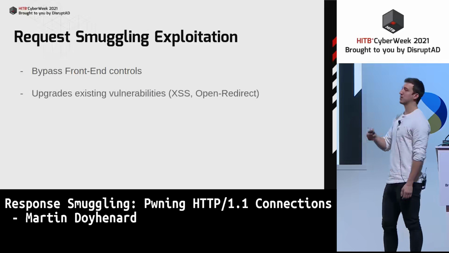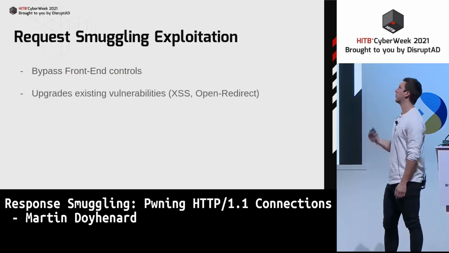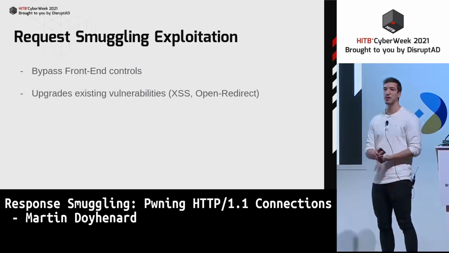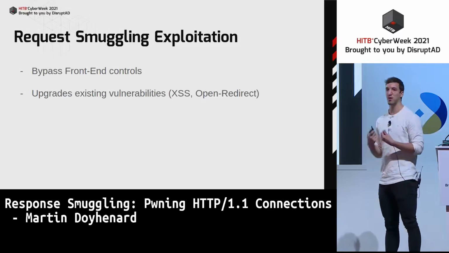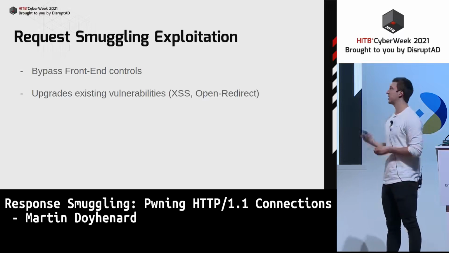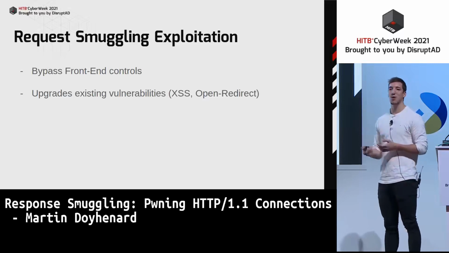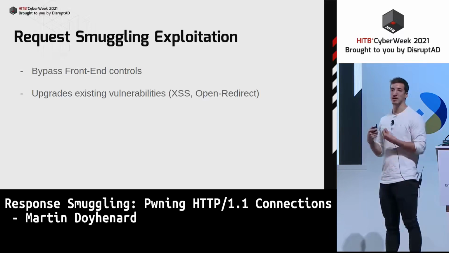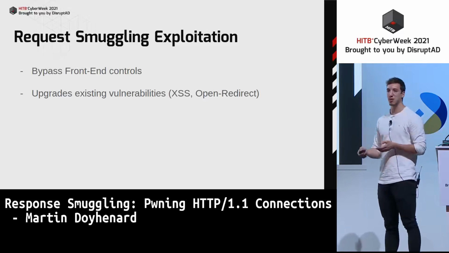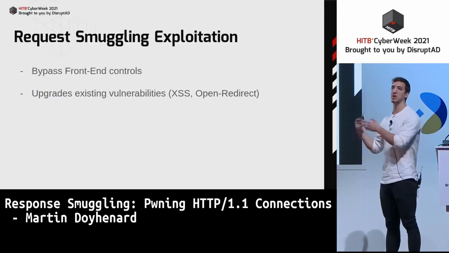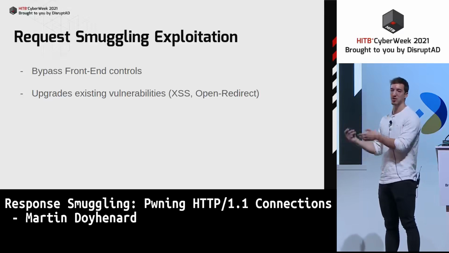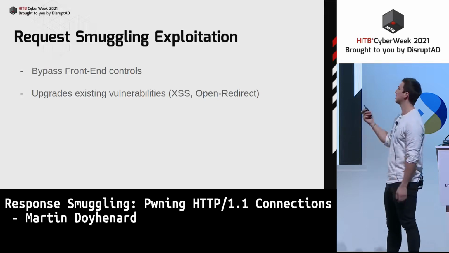Also, we can upgrade existing vulnerabilities, such as XSS, open redirects, and other kinds of vulnerabilities that require user interaction. And that is because we can hide our injection, our XSS, in the smuggled request, and this will cause the response for the victim to be modified, and then the browser gets exploited using these kinds of attacks.